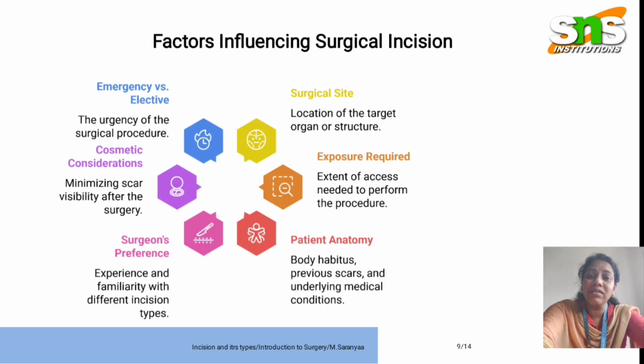What are the factors influencing a surgical incision? It always depends upon whether the procedure is an emergency or elective, and the cosmetic consideration depends upon the patient. The surgeon's preference and skill also matter. The patient's anatomical status matters too, such as whether a previous scar is present or how the injury site looks, and how much exposure is needed, whether we are exposing only the subcutaneous tissue or have to open the peritoneum to view an organ. The target site of the organ or structure also influences the surgical incision.